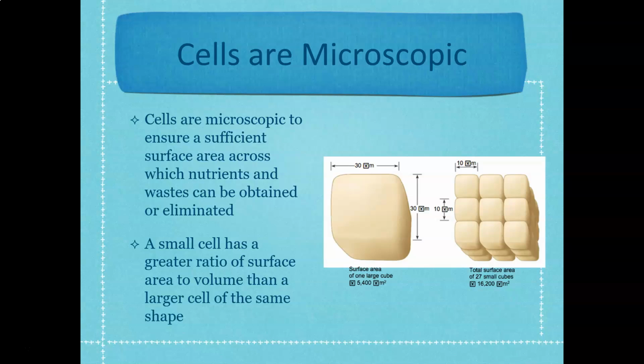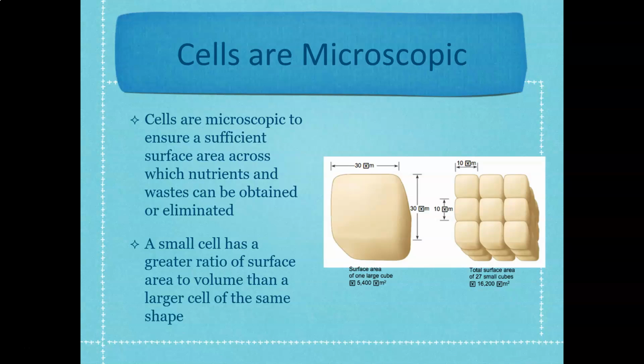So, in order for cells to be efficient, they need to get nutrients like oxygen and sugars and proteins and things like that into the cells so that they can do their job and function. They also have to eliminate waste products like carbon dioxide, for example. All of that stuff has to cross that surface area. The smaller that cell is, the greater that surface area is compared to its volume.